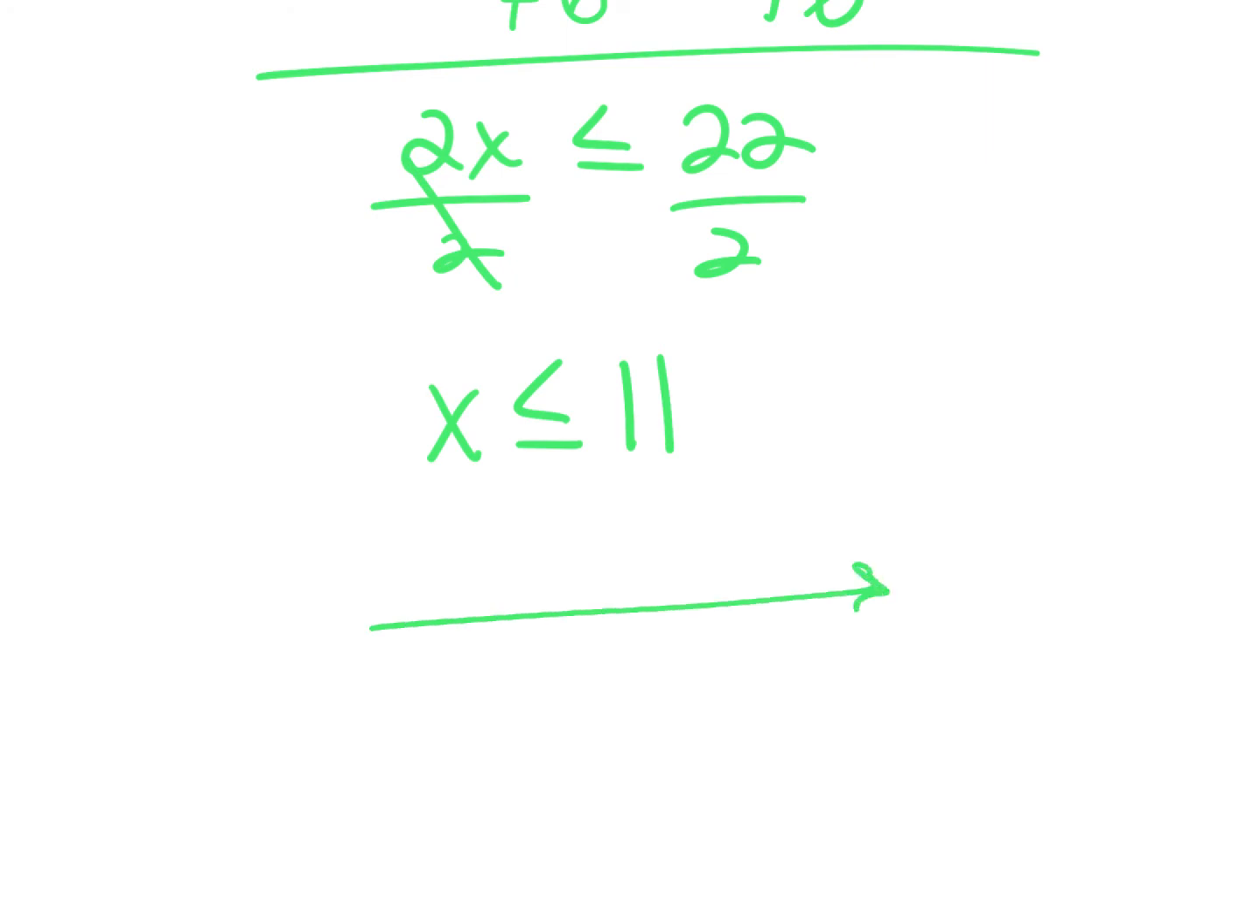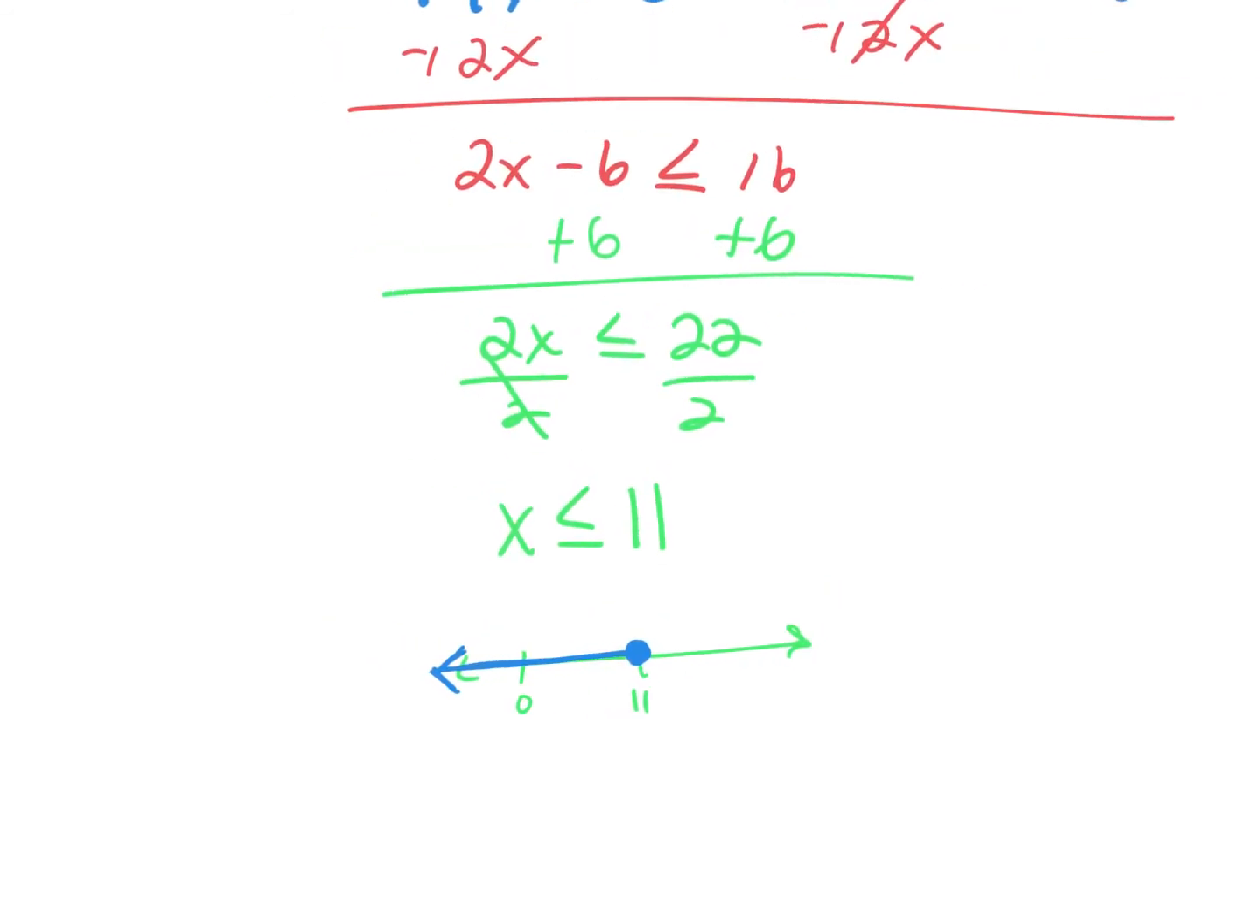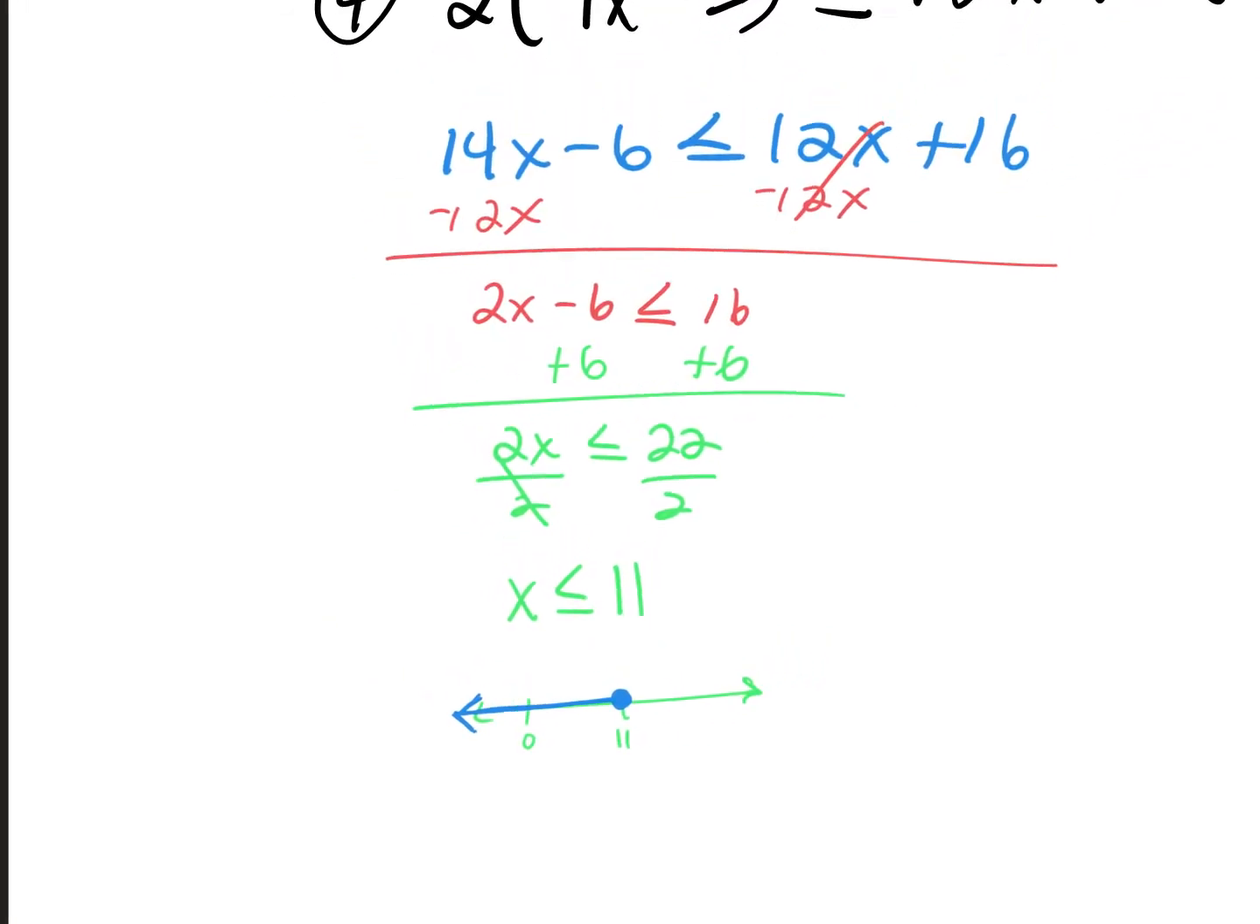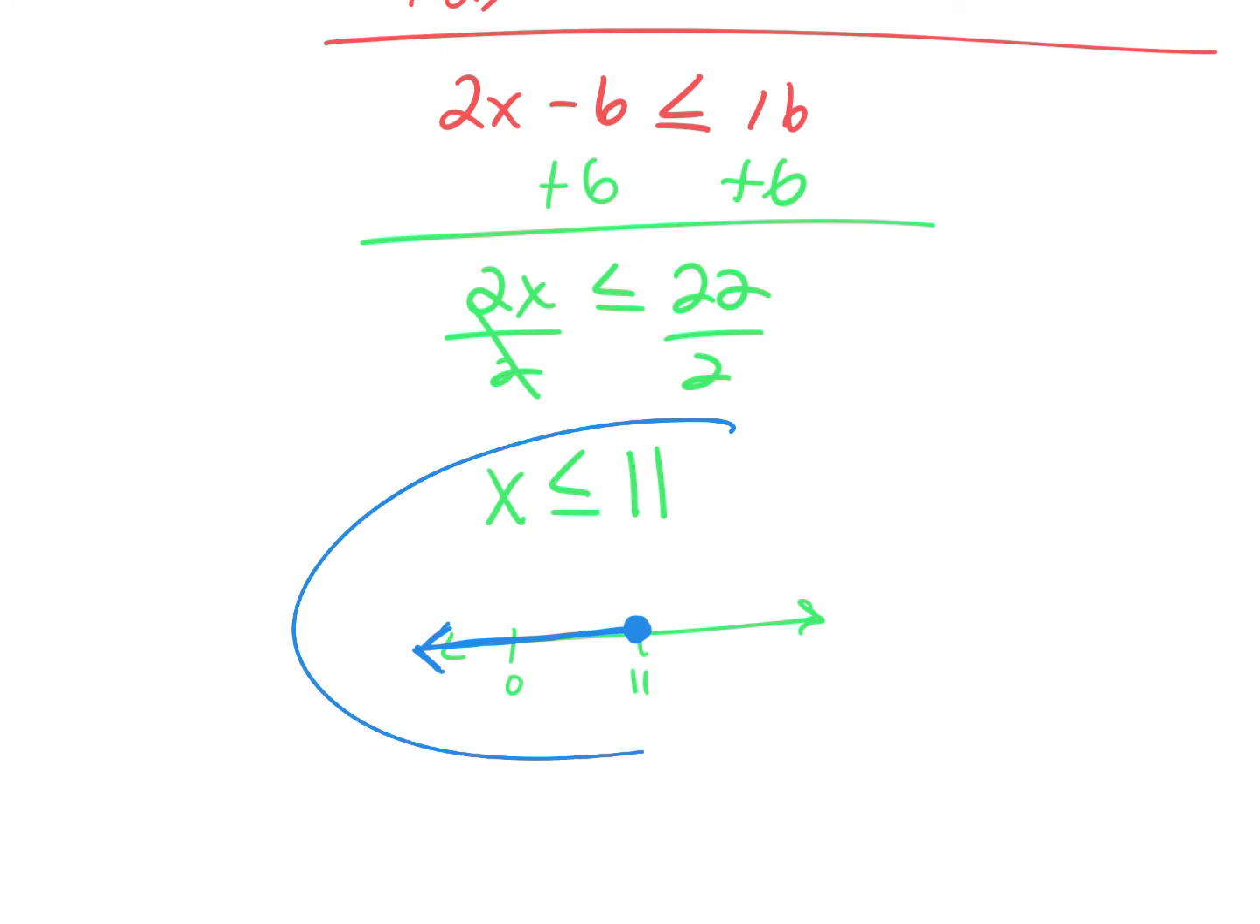So I need 0 on my number line. I need 11 on my number line. And what kind of a dot do I have at 11? Shaded. Closed. It includes it. And which way am I coloring? Everything to the left. I want all the values that are less than or equal to 11. So 0. Is 0 included in this solution set? Yes. So when I plug 0 into my original inequality, should it work?